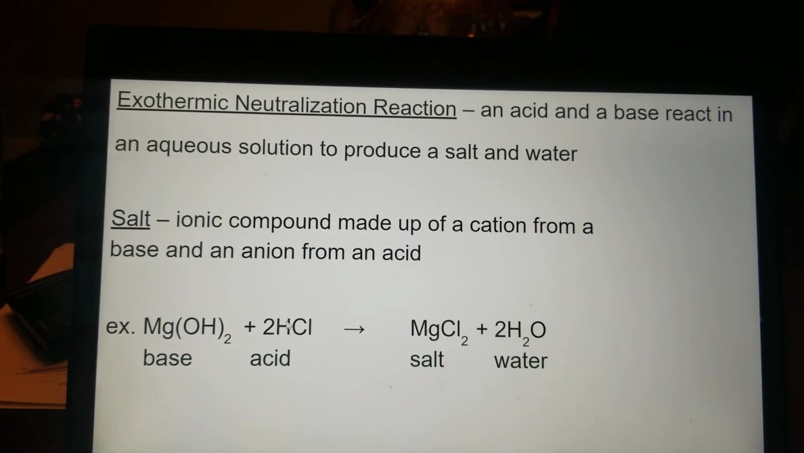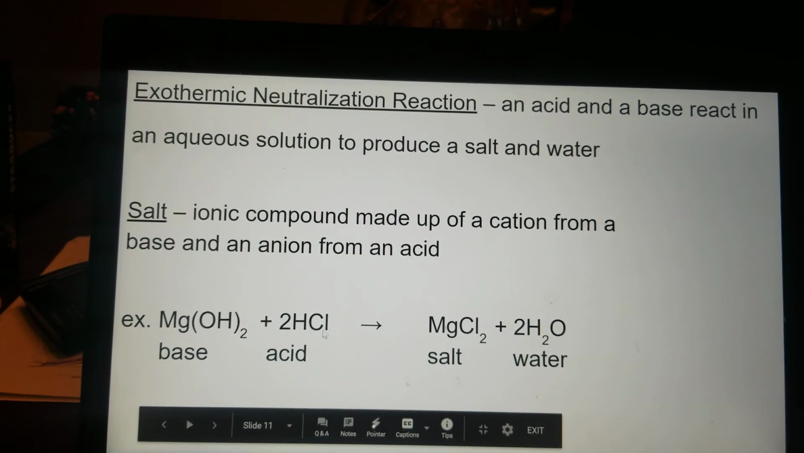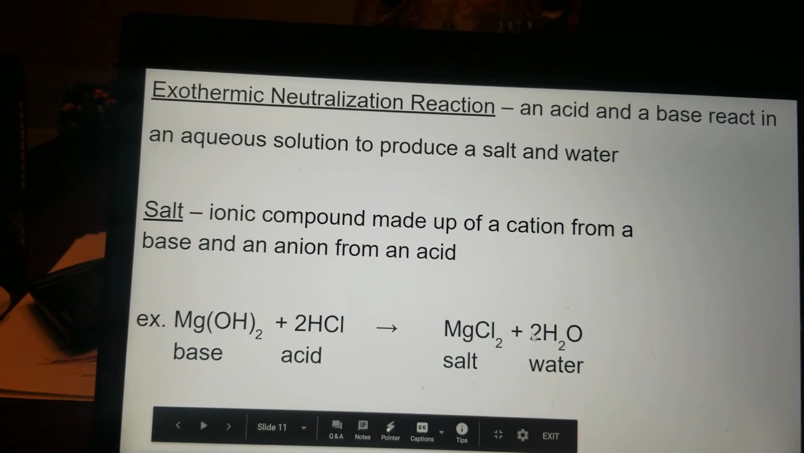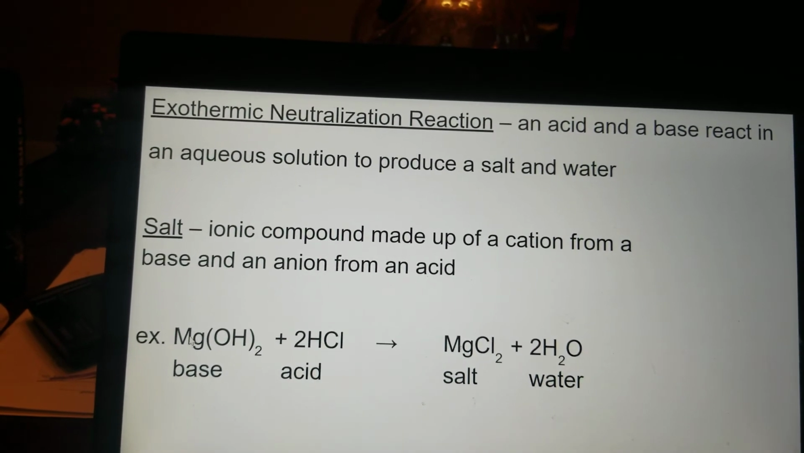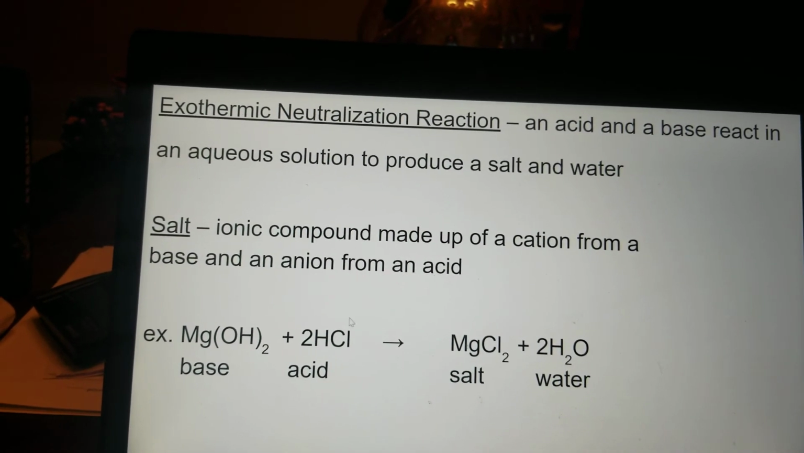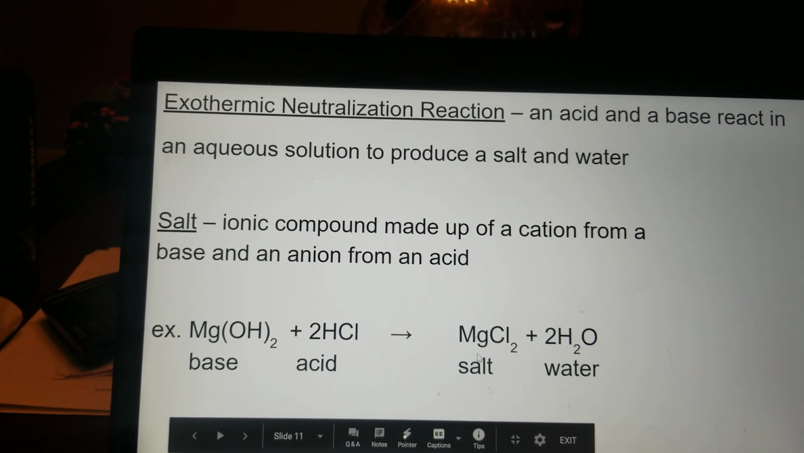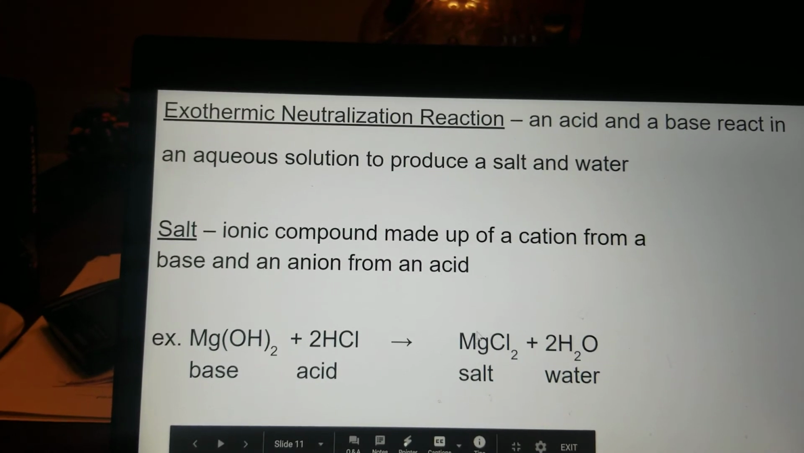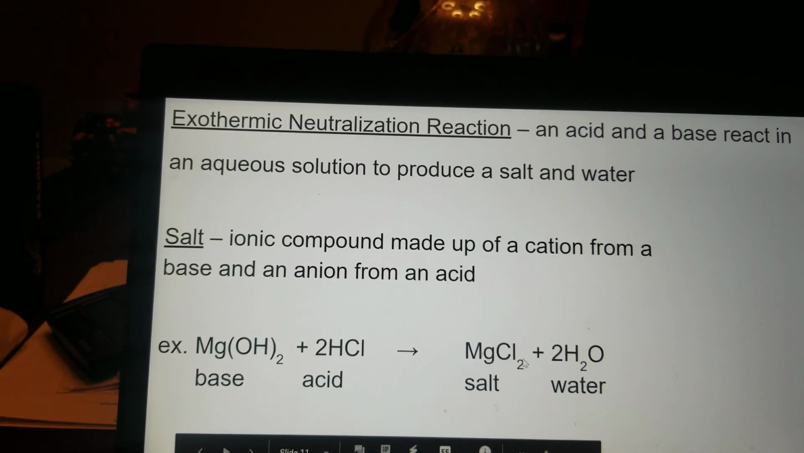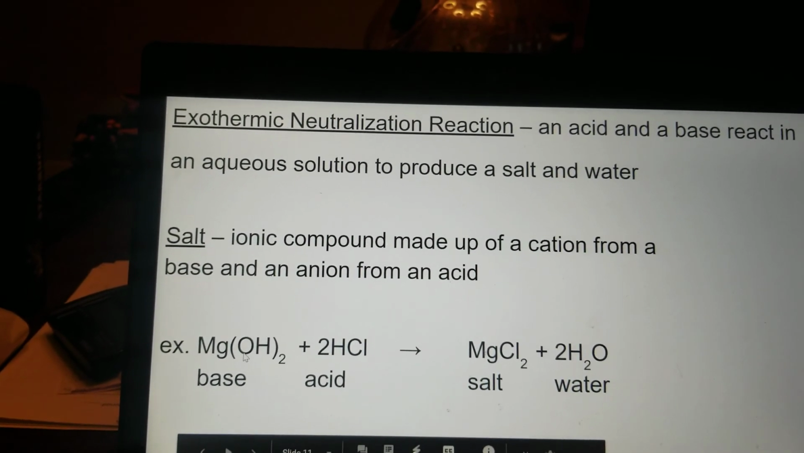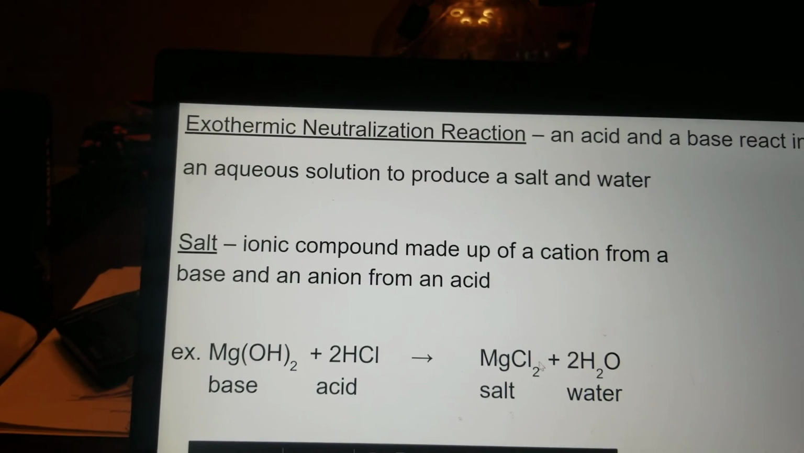In a double replacement reaction, when the OH and the H come together, what are they going to form? They're going to form water. And the cation, Mg, from the base, and the anion, the Cl minus, from the acid, are going to form the salt. Okay, so what's formed from a neutralization reaction? A salt and water. When a base and an acid neutralize each other, the products are going to be a salt and water.